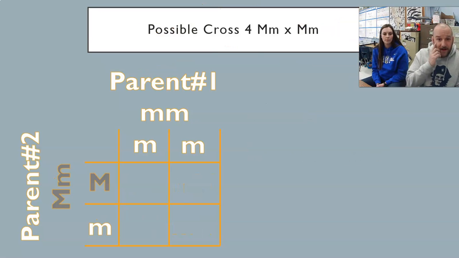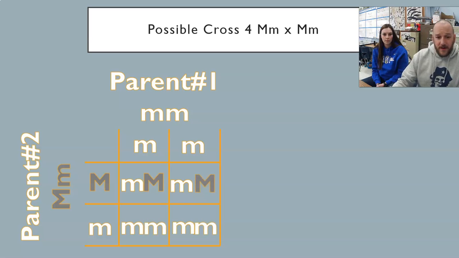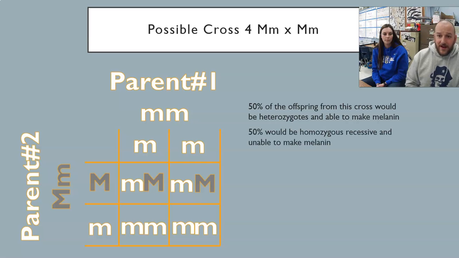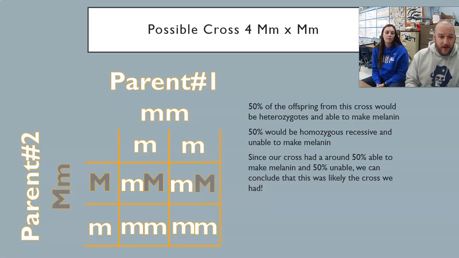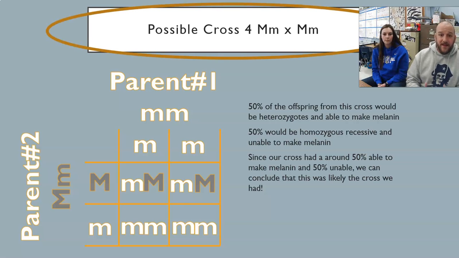So let's take a look at possible cross 4. Hopefully this one works for us because it's our only other possibility. And again, if we drop in our alleles here, we see half of the offspring would be heterozygotes, and the other half are homozygous recessive. And if we think about it for a minute, we realize the heterozygotes can make melanin, and the homozygote recessives can't. So this is consistent with our results, and therefore this is probably what we had. We probably had a heterozygote for melanin production and homozygote recessive for the other.